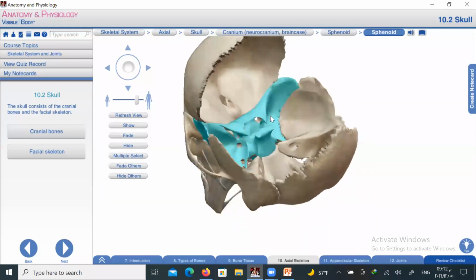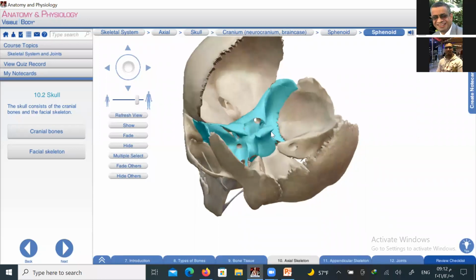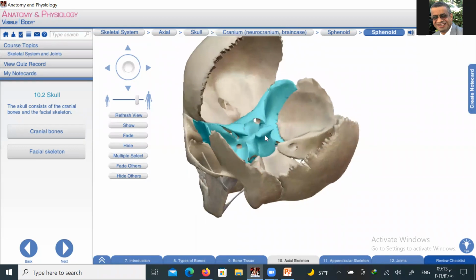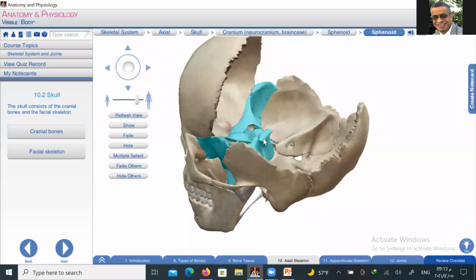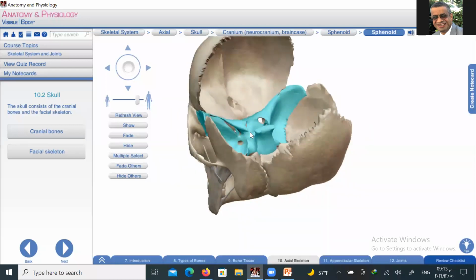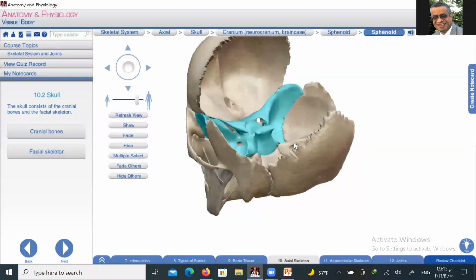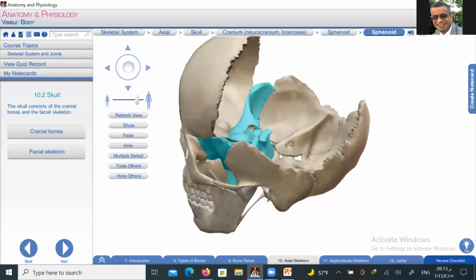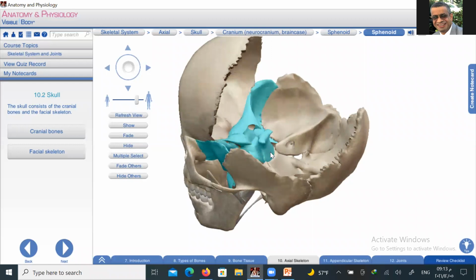This is the sphenoid bone, and this is the sphenoid body, which is cubical in shape, containing superiorly the sella turcica, bounded anteriorly by the tuberculum sellae and the dorsum sellae. These projections from the lesser wings are called the anterior clinoid process, and these projections are called the posterior clinoid process, which is part of the dorsum sellae.